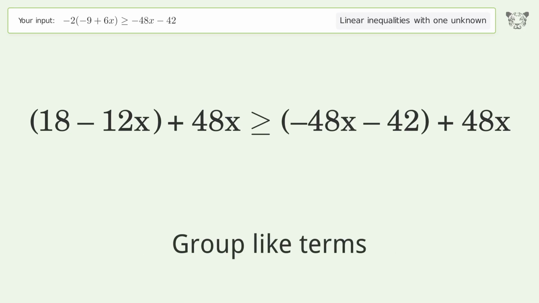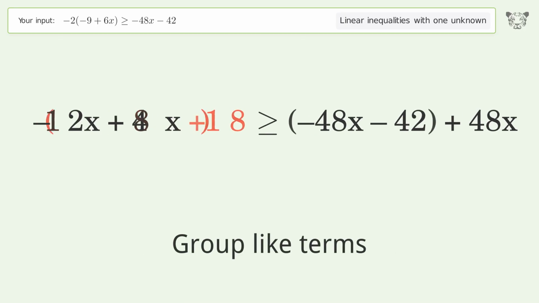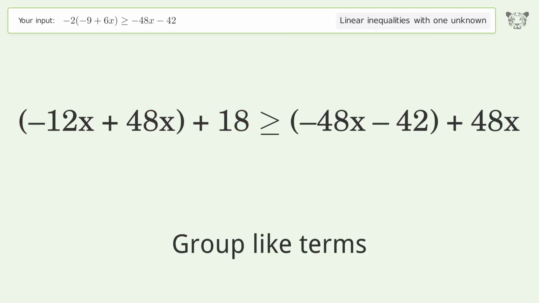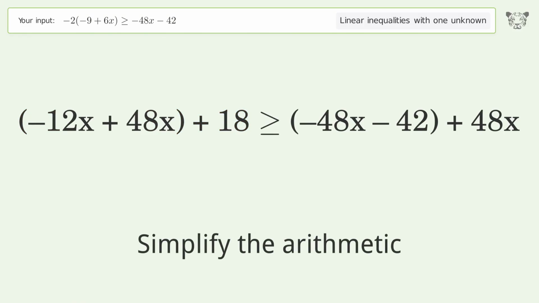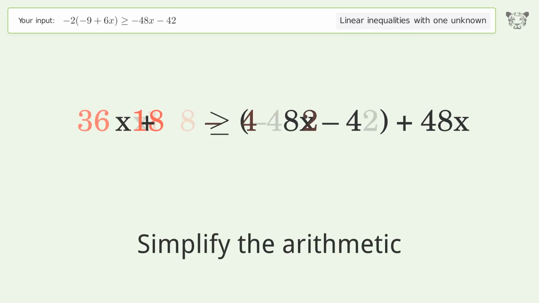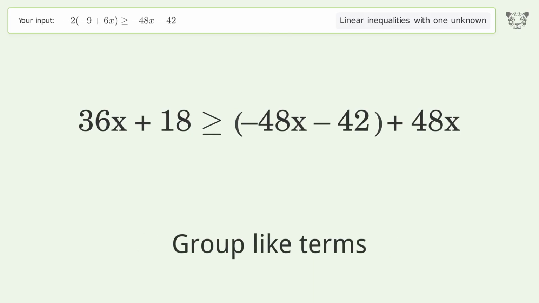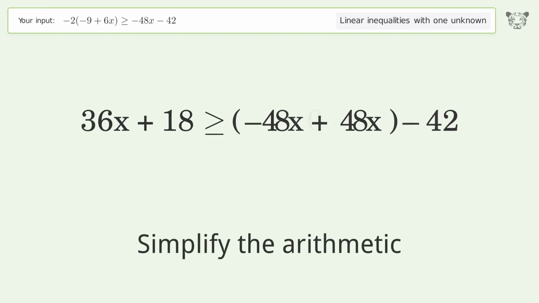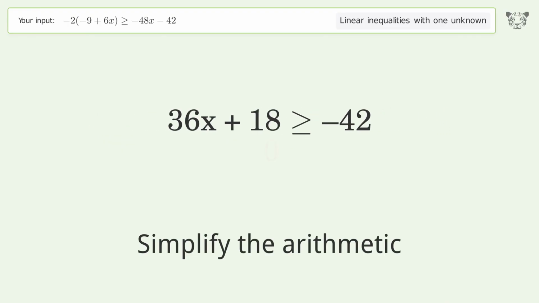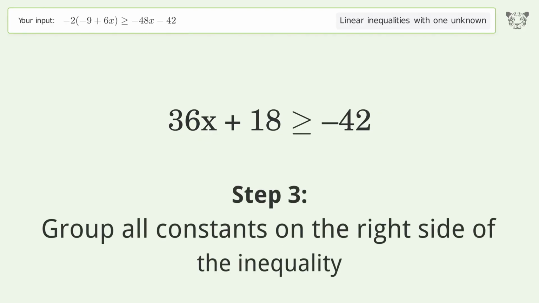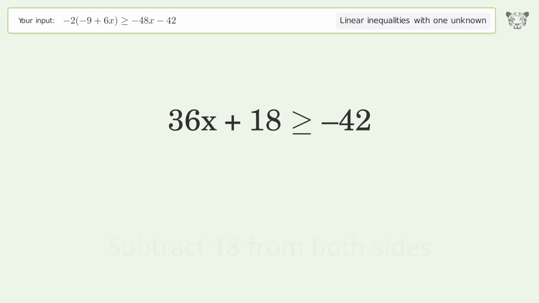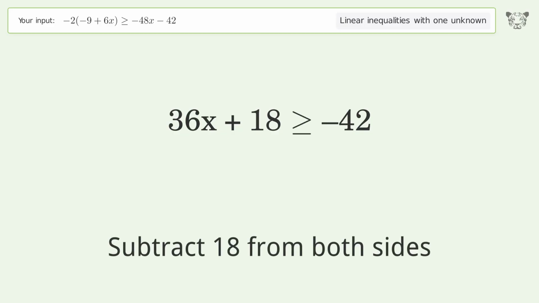Group like terms. Simplify the arithmetic. Group like terms. Simplify the arithmetic. Group all constants on the right side of the inequality. Subtract 18 from both sides.